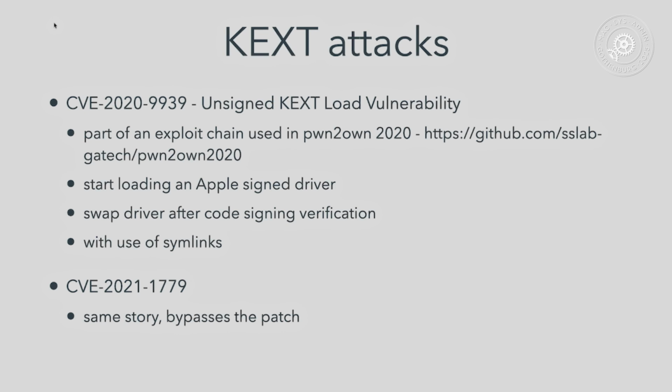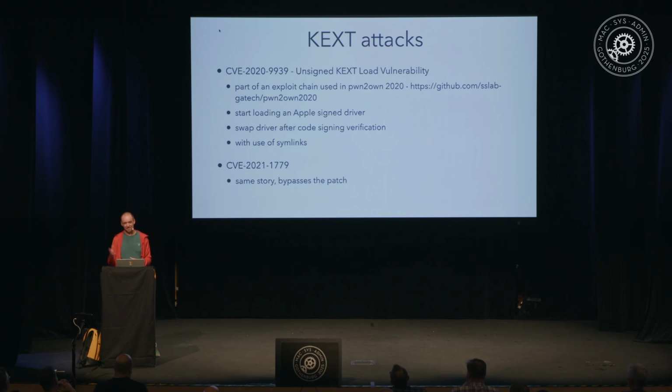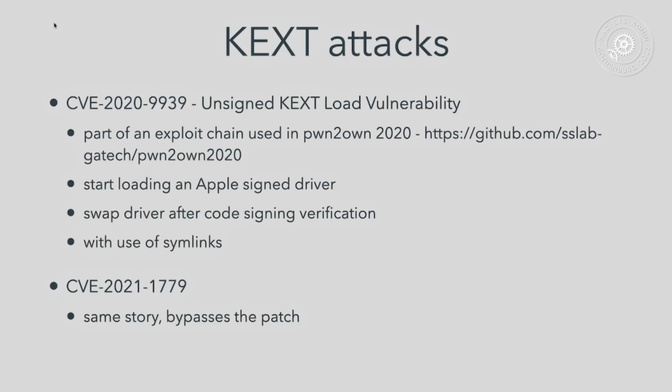So we passed the SKEL era, and in 2020, we had attacks where a group of people at Pwn2Own managed to bypass the code signing verification process. So they could load an unsigned kernel extension, so basically any custom driver. They did some file system tricks using symlinks, so they could basically start loading an Apple signed driver. Once the verification was done, they swapped the symbolic link pointing to another driver, and basically that custom driver was loaded into the OS. That was in Catalina, I think the first release or something like that.